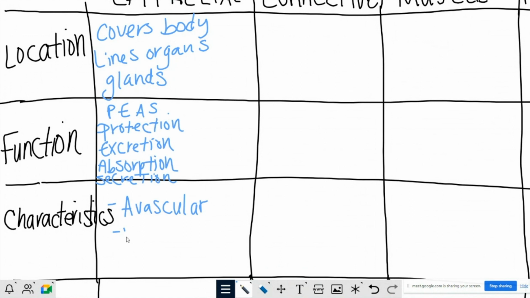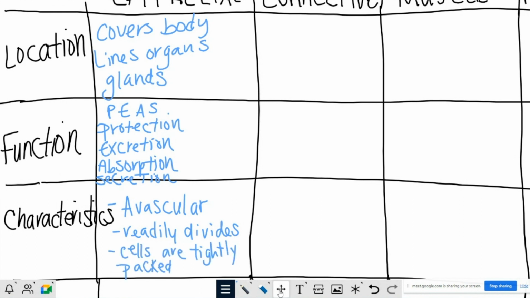The second thing is that this type of tissue readily divides. Readily, meaning a lot. So this is tissue that divides a lot. If you think about your skin, it renews itself every 30 days. Okay, so the last one is cells are tightly packed. Cells are tightly packed together.